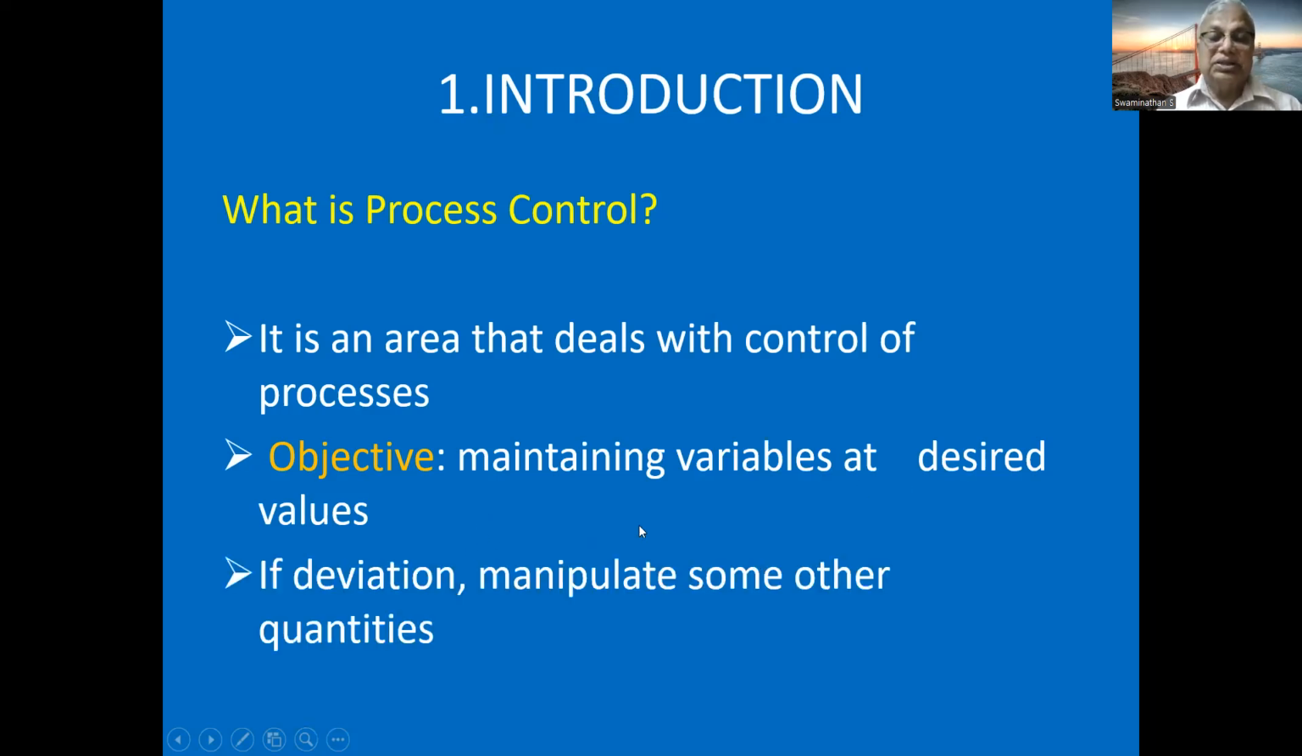If there are deviations in a variable whose value you want to maintain at the desired value, then you have to manipulate some other quantities so that the objective is achieved. So this is, in brief, what is process control in a few lines. The objective is to maintain variables at desired values, and if there are deviations, manipulate some other variables, some other quantities.